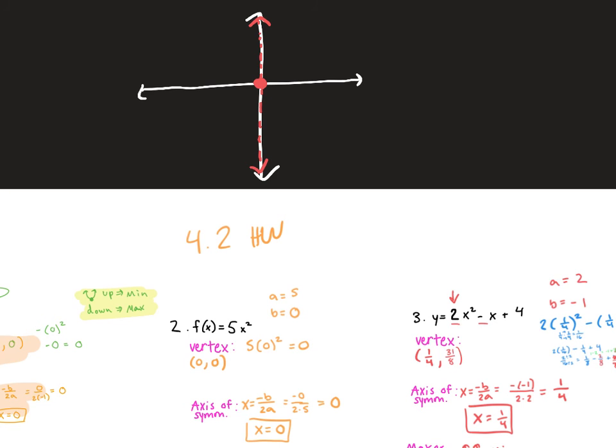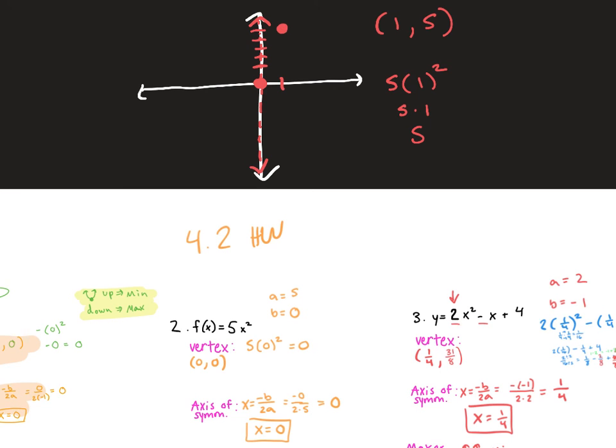Plug in a number. We need another point, so let's plug in a number. What number can we plug in? 1. So we're plugging in 1. So we have 5 times 1 squared. What's 1 squared? 1. And what's 5 times 1? 5. So when we plugged in 1, we got 5. So our next point is 1, 5. So we go to the right 1 and up 5. Put our point right there.